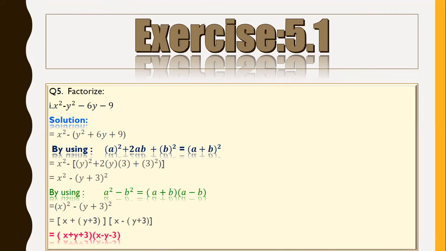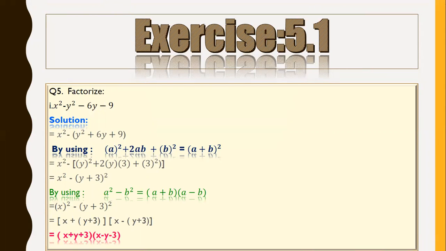The first term is x square and the second is y plus 3. When we apply the formula a plus b into a minus b, because the second term is within the bracket, there are 2 terms in the second one. So first you write within the small brackets, and in the last step you open the brackets. X plus within the bracket y plus 3, and then x minus within the bracket y plus 3, because when you apply the negative sign, the signs will change.